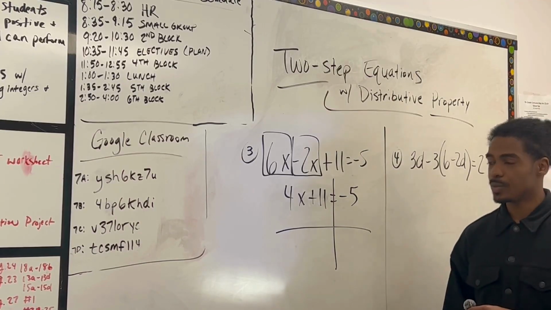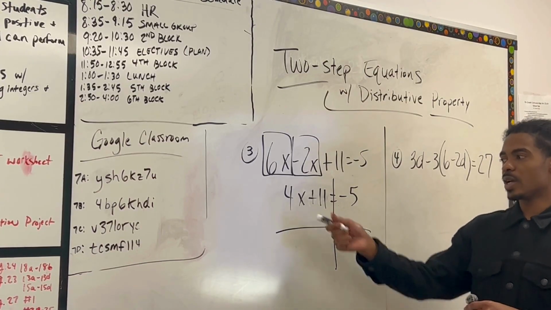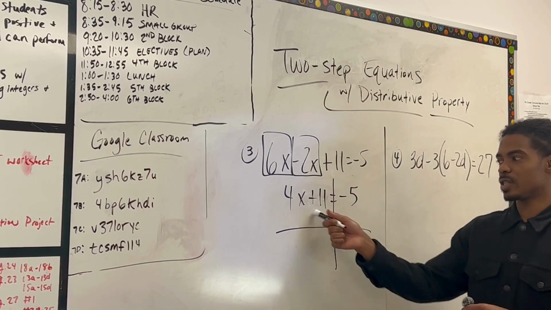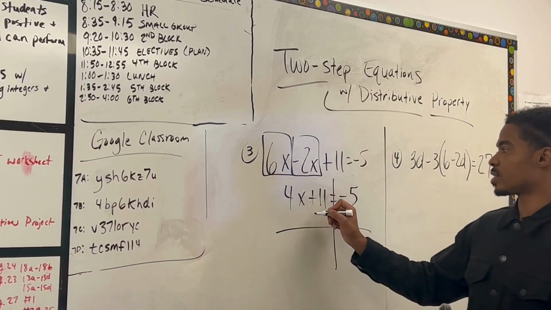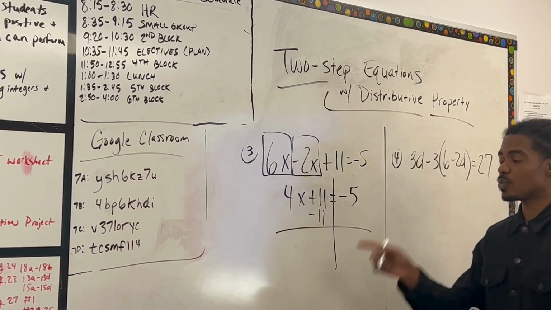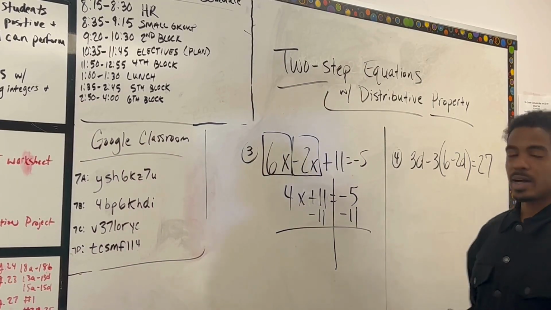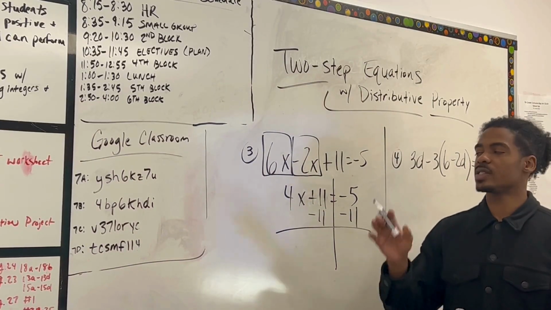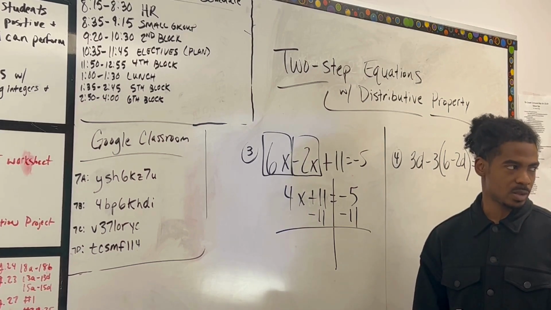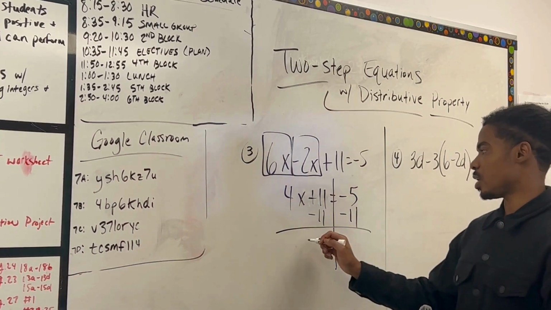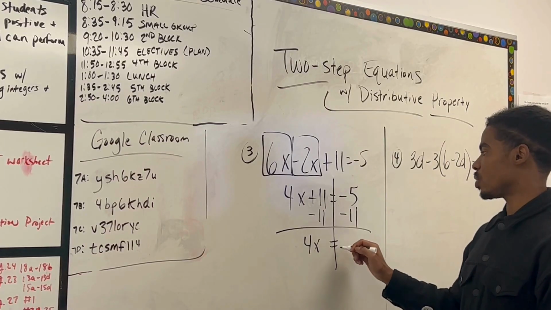What's the first thing you need to do? Good. We're trying to get this x by itself. What's in the way? Positive 11. So to get rid of that, let's subtract 11. What I do to one side of the equals, gotta do to the other side. So, all right, guys, let's try to get this one right. What's negative 5 minus 11? Negative 16. Good job. All right, so that's 4x equals negative 16.